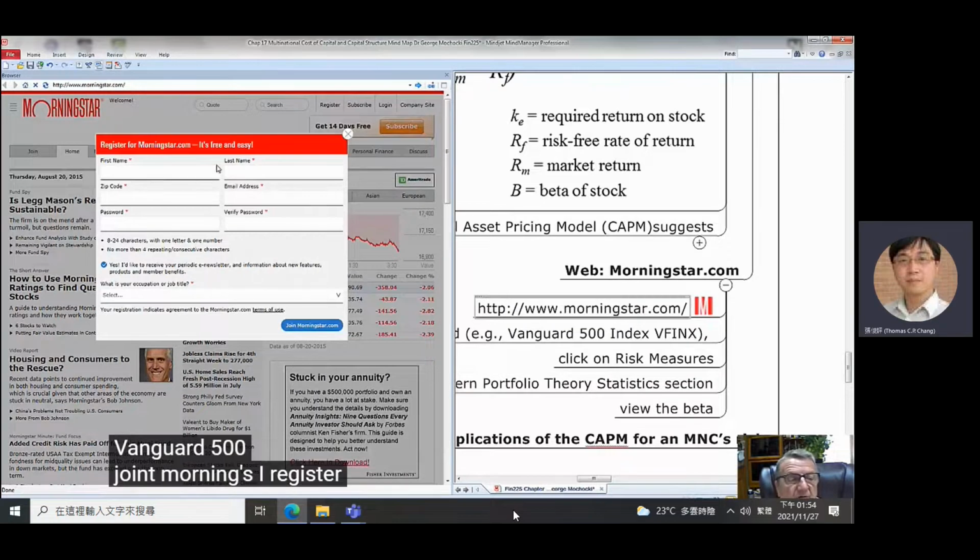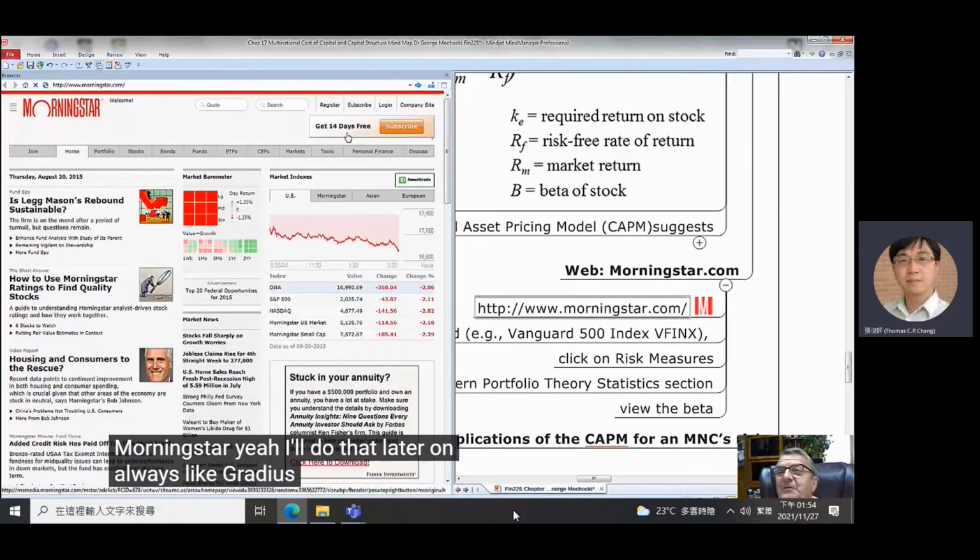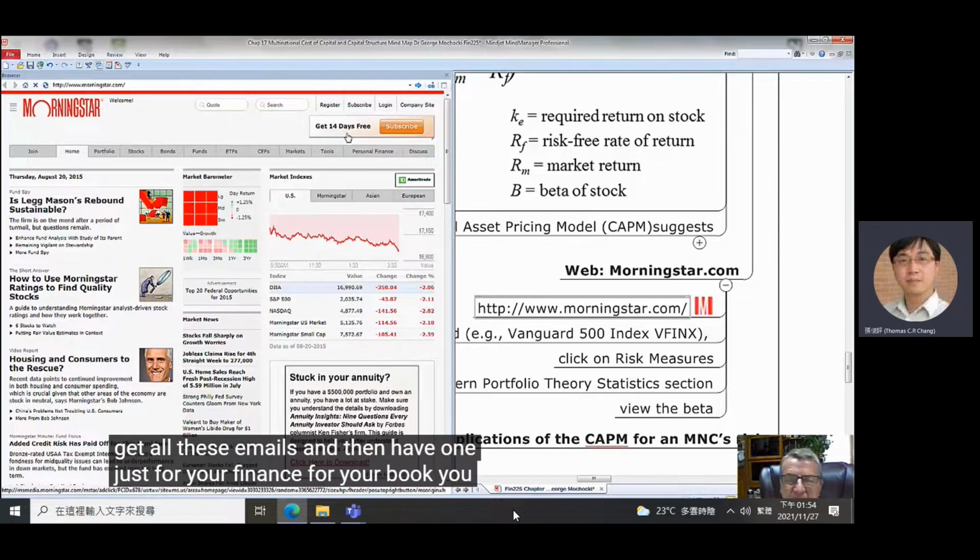Join Morningstar. Register for Morningstar. Yeah, I'll do that later on. I always like to register to get information in there. That's what keeps you current. They want you to sign up for more. But remember, when you get all these emails, have one just for your finance or your book, a different email, what do I call it, my research email. So I have all this information, and that's how you can keep current.